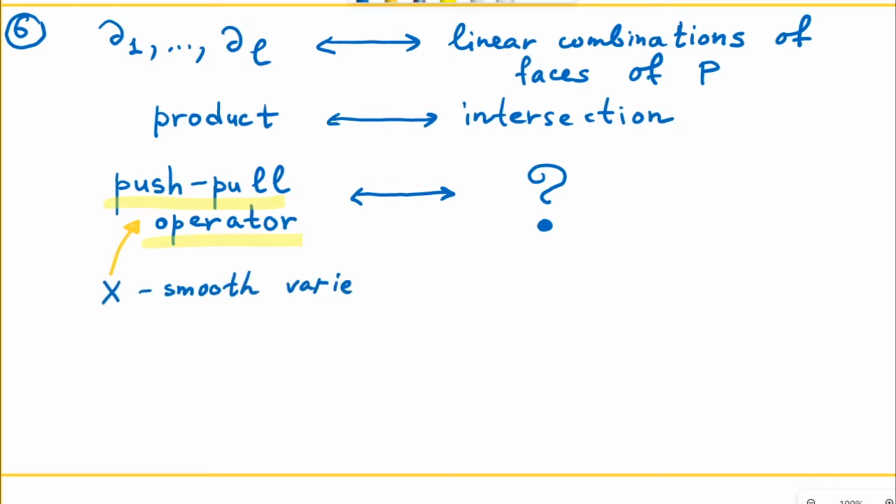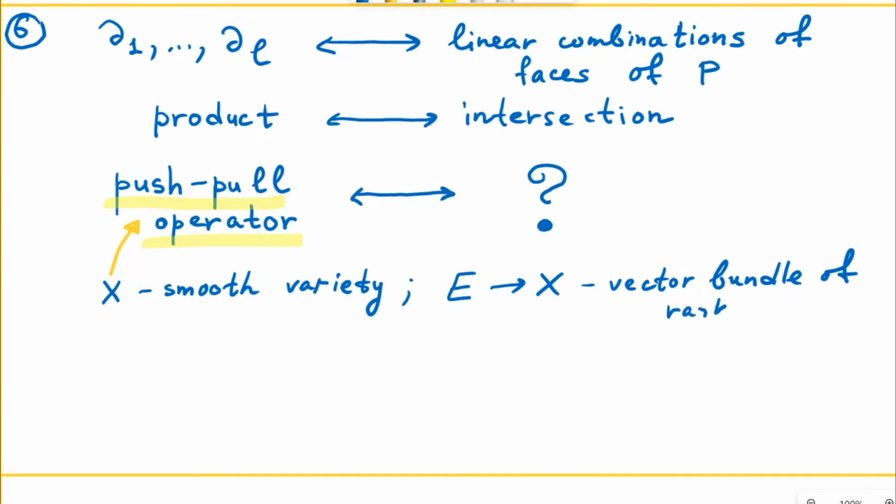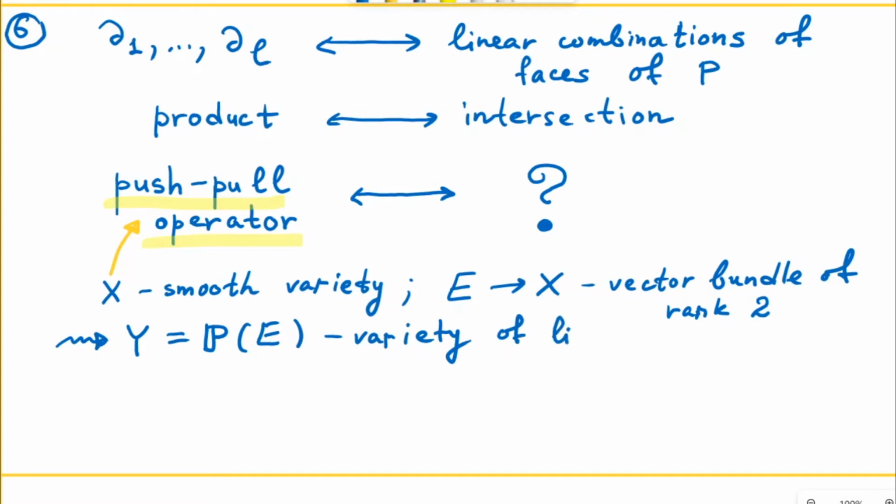Suppose we have a smooth variety X and a vector bundle E of rank 2 on X. I will only focus on this example, though of course push-pull operators can be defined for vector bundles of arbitrary rank. So let us consider the variety Y of all lines in E. Then there is a natural projection from Y to X, which I denote by P.